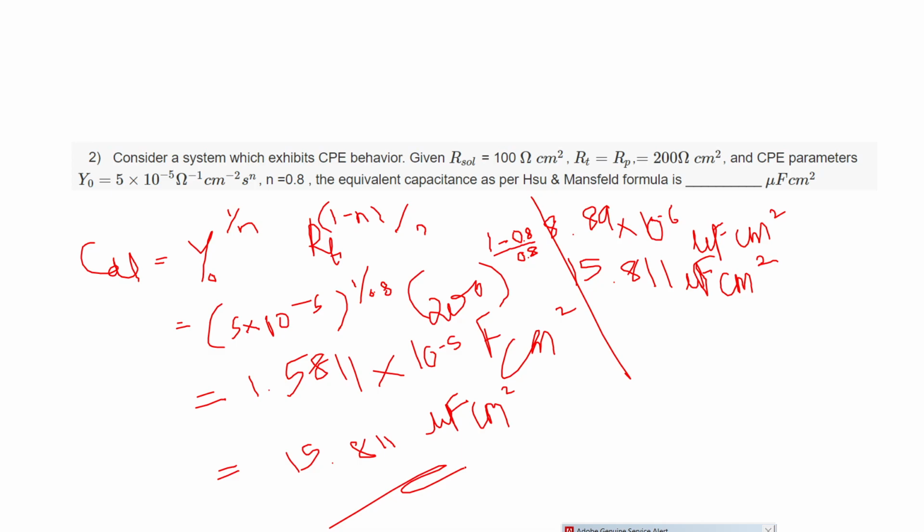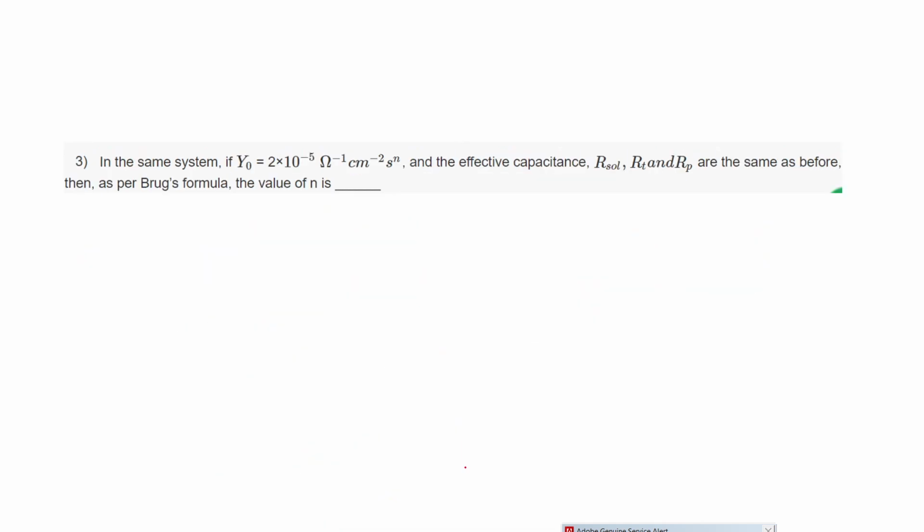Okay, now we'll move to the next question. In the same system, if the effective Y naught is 2 into 10 to the power minus 5 ohm inverse centimeter square inverse time raised to n, and effective capacitance, R solution, RT and RP are same as before, then as per Brug's formula, what is the value of n? So you're supposed to use Brug's formula. Okay, please start doing it.